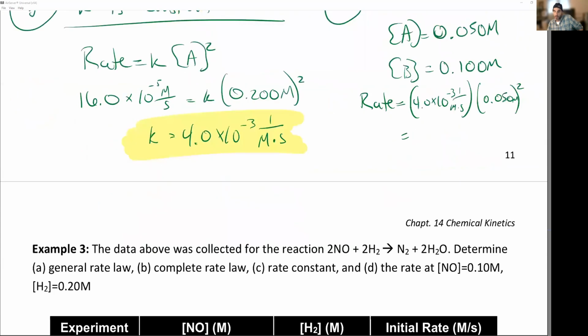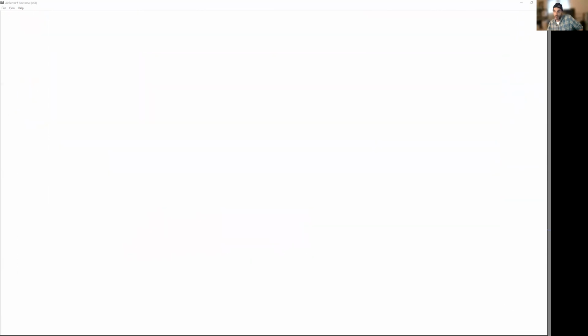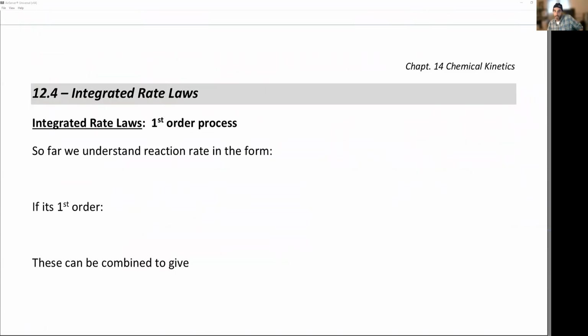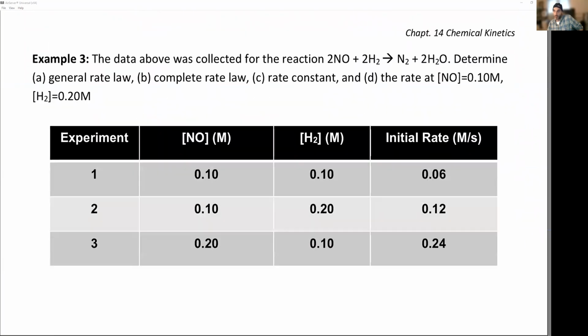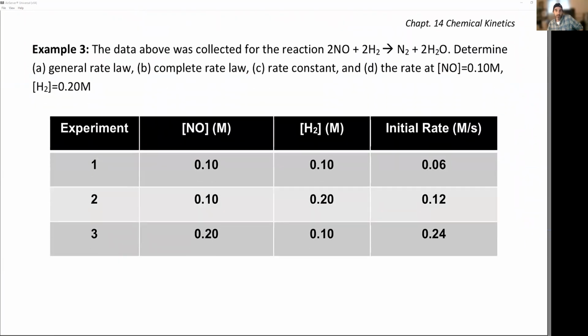So now the question is, can you do it again? I'll come up with some more examples that we can go over because this is an important thing to know how to do. That's it for rate laws. So hopefully you got it.